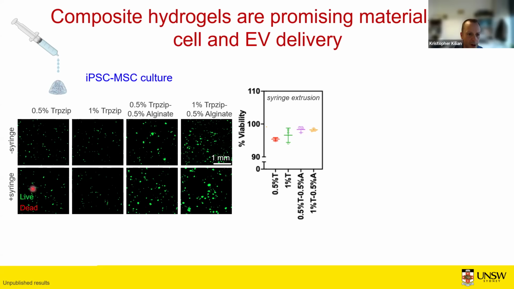And so we cultured them in our Trpzip alone as well as our Trpzip alginate combos. And we see really good viability across the board. One difference we did note that's not quantified here, but I'll point out, is that when the cells are cultured in the Trpzip alginate, they tend to want to adhere to one another more. And so we get formation of these big clusters of cells, as you can see here.